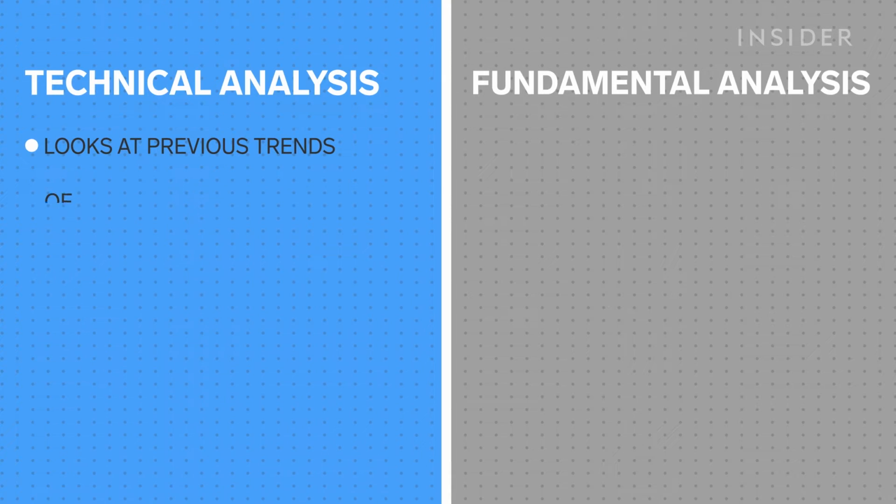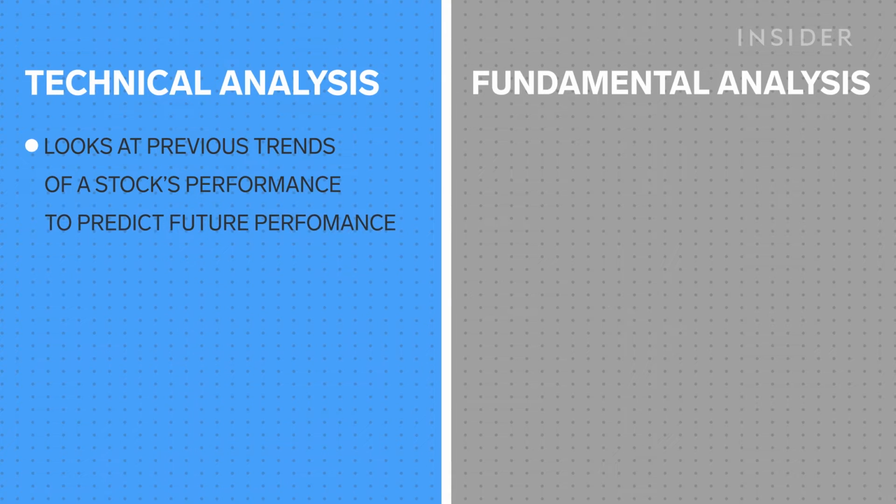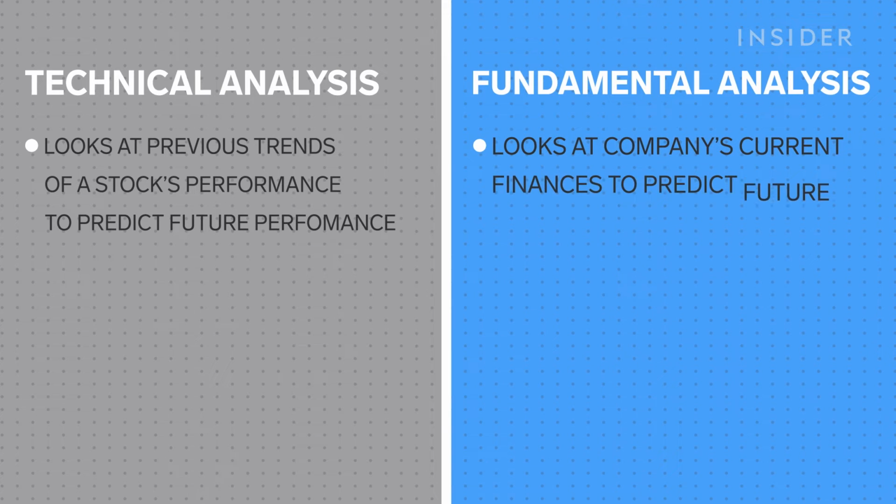To figure out which stocks to trade and when, swing traders use something called technical analysis. With technical analysis, you look at the previous trends of a stock's performance to see how it might perform again in the future. This is different than fundamental analysis, which looks at a company's current financial situation instead of looking at historical trends.